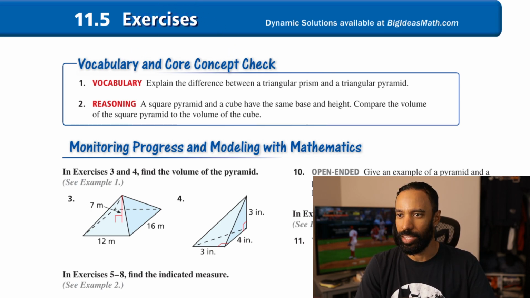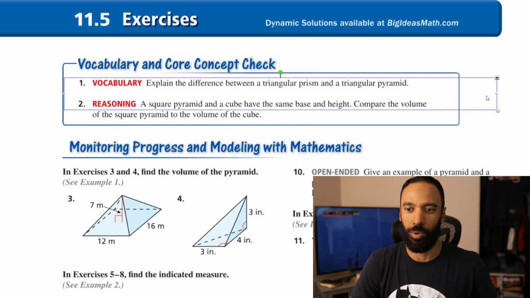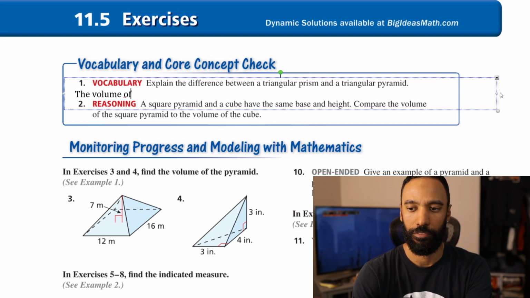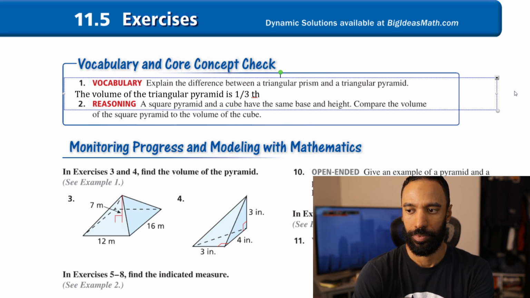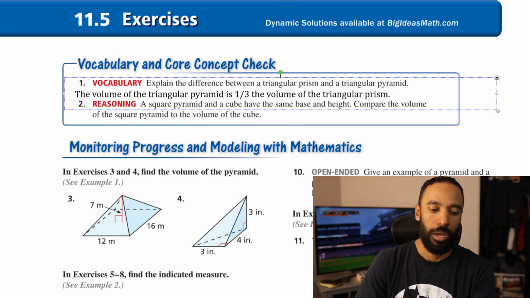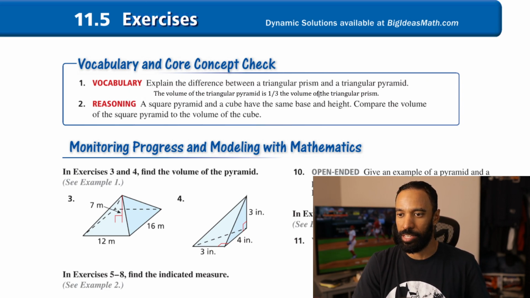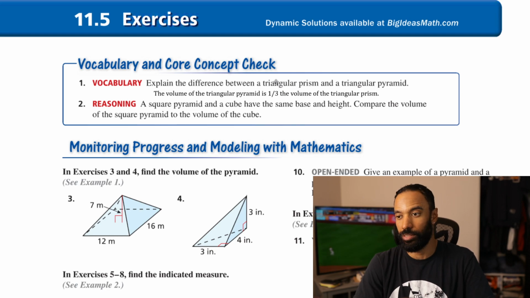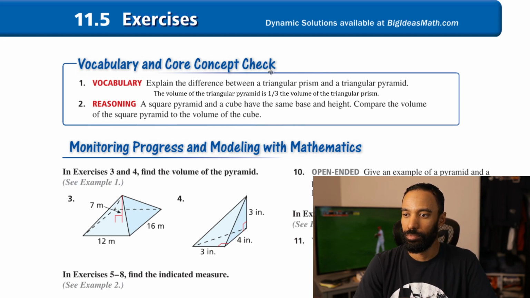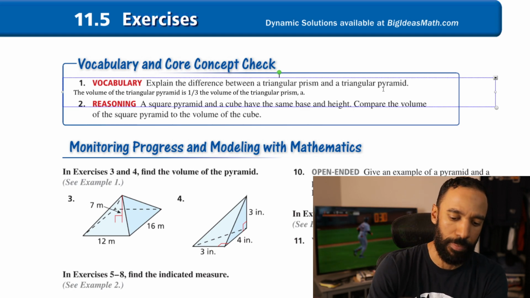Explain the difference between a triangular prism and a triangular pyramid. I think they're really speaking in terms of volume. And what we can say is the volume of the triangular pyramid is 1/3 the volume of the triangular prism. Because what else is different? One's a prism, one's a pyramid. But what's the same about them? Well, we don't know if they're the same base and height, but if they did have the same ones, then that's how it works. Assuming same base and height.